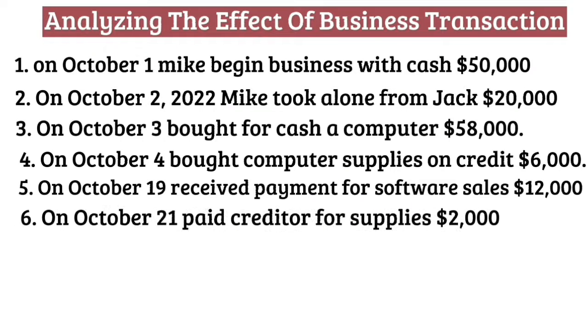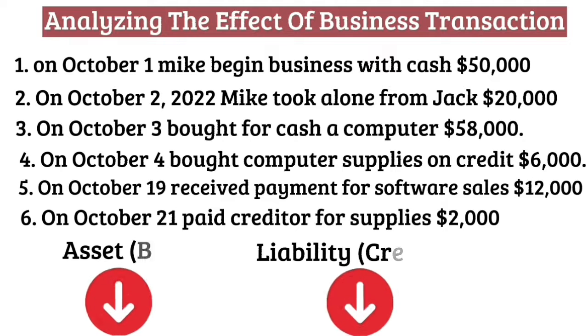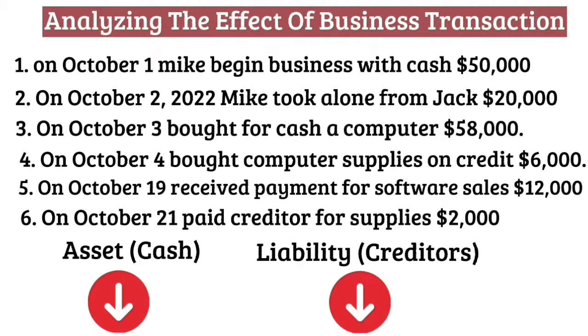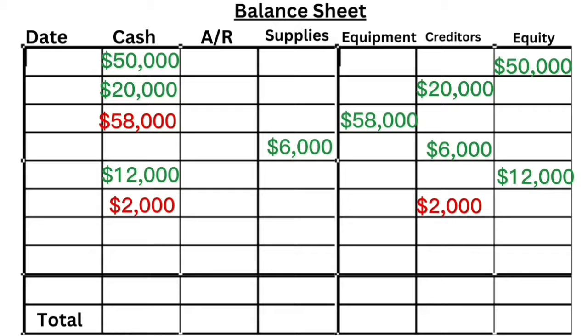On October 21st, paid creditor for supplies, $2,000. This transaction decreases both asset and liability. This transaction will decrease both cash and creditors by $2,000 in the balance sheet.